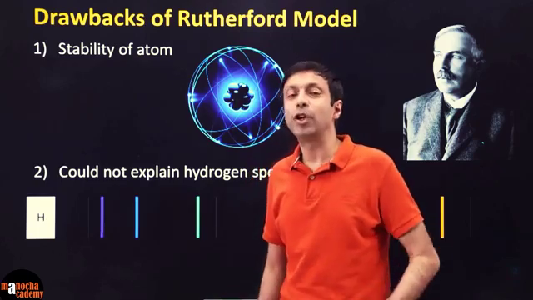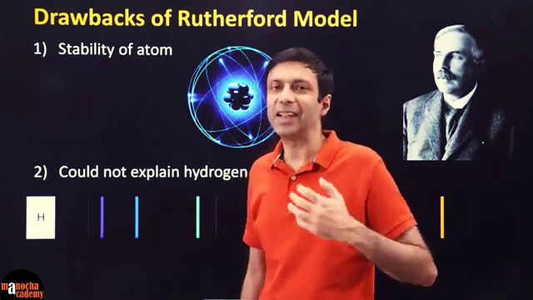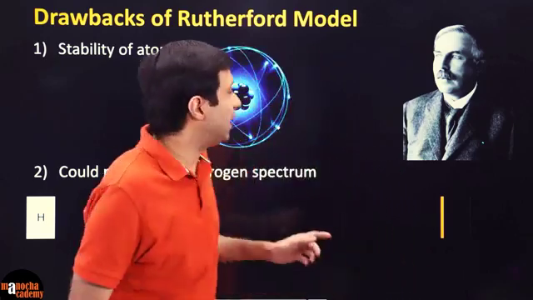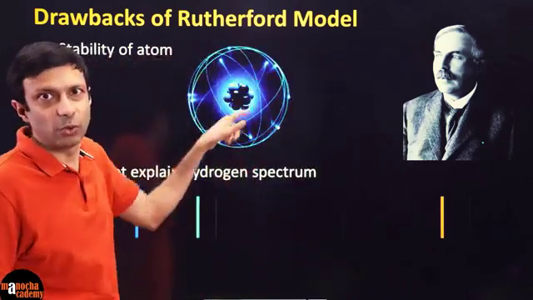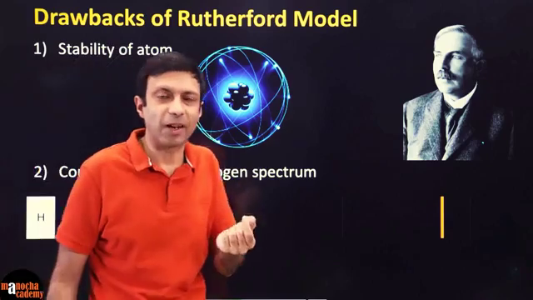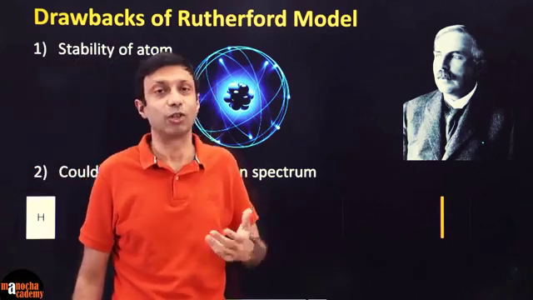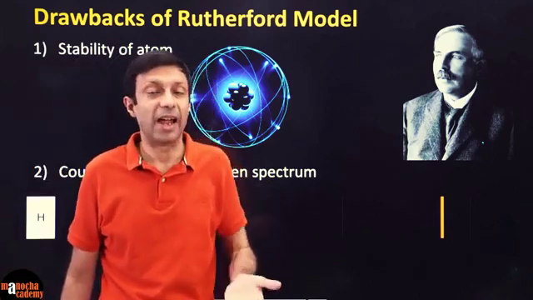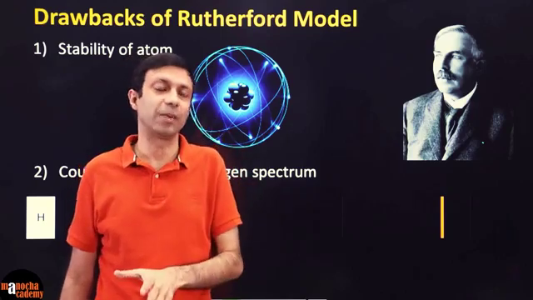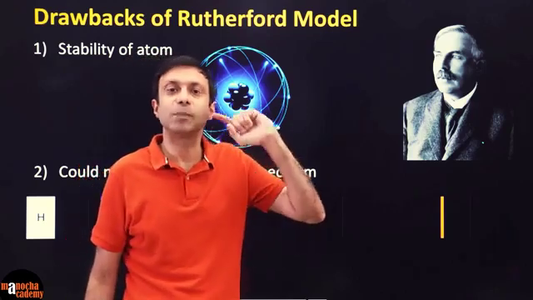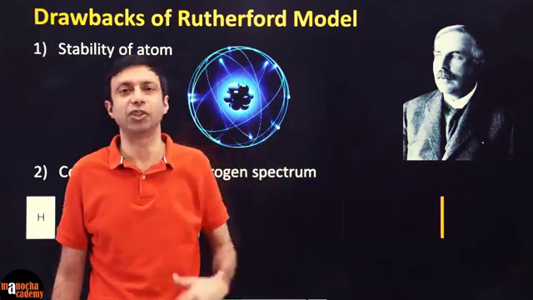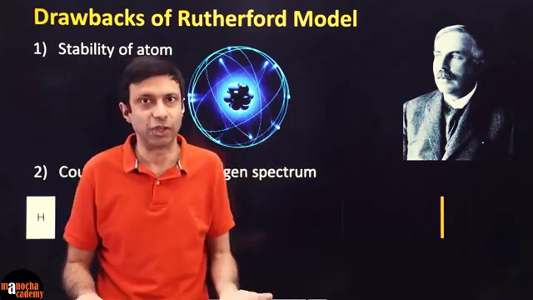Why is that? Because according to Maxwell's electromagnetic theory, when electrons are revolving around the nucleus, you basically have charged particles revolving around the nucleus, right? Because electrons are negatively charged. And according to Maxwell's electromagnetic theory, when a charged particle is under acceleration, it will give out energy.